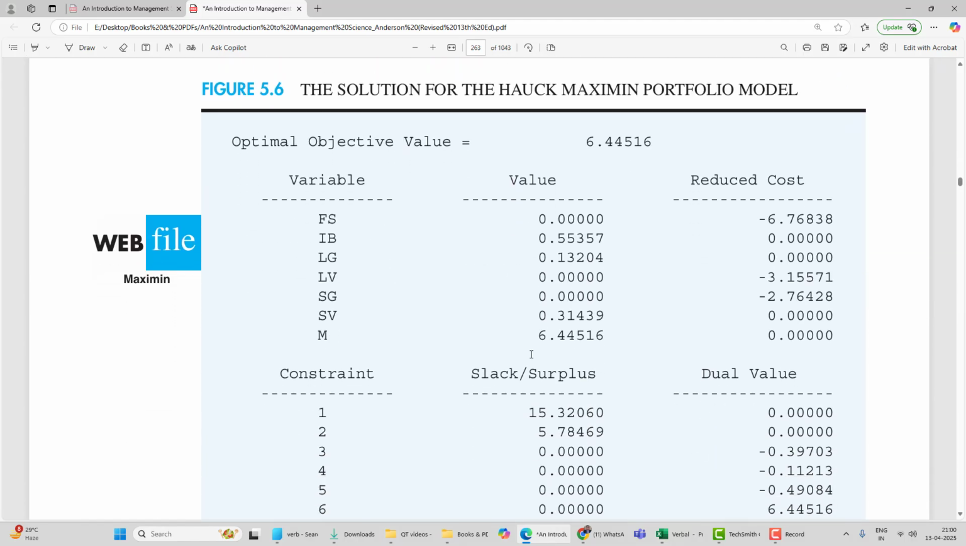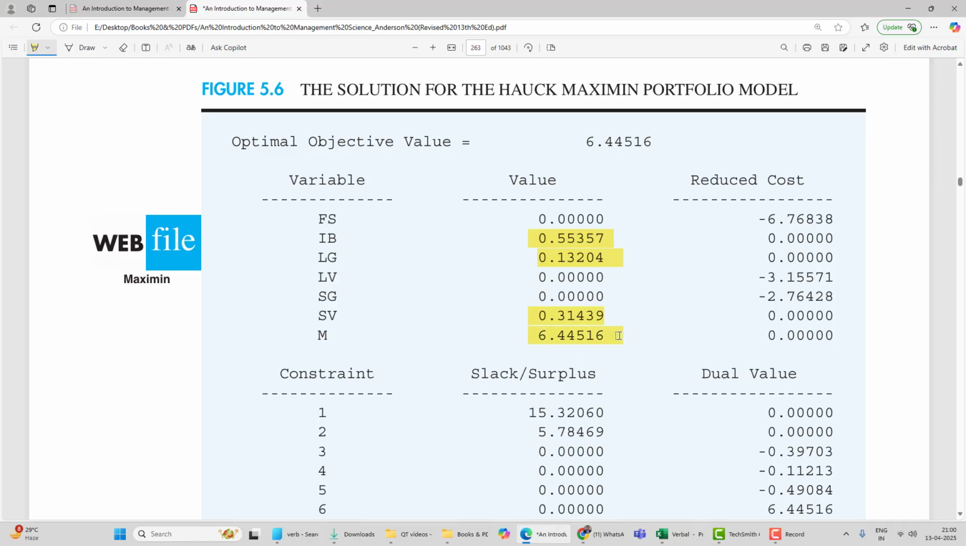Okay, and for that you need to invest this. So 6.445 is my return, and these are your investments. You have to invest 55% of your investment into IB, nothing in FS, 13.204 into LG, 31% into SV.